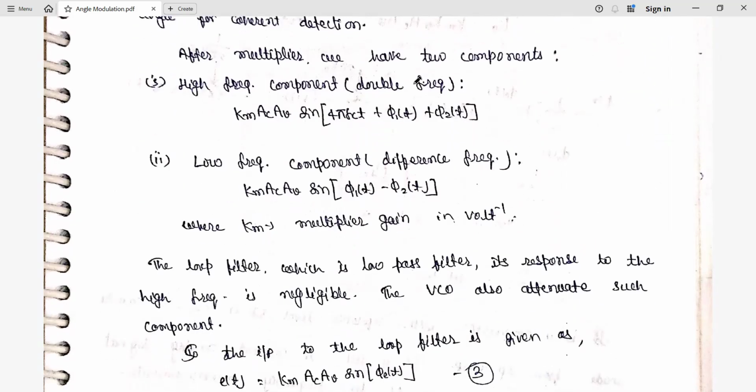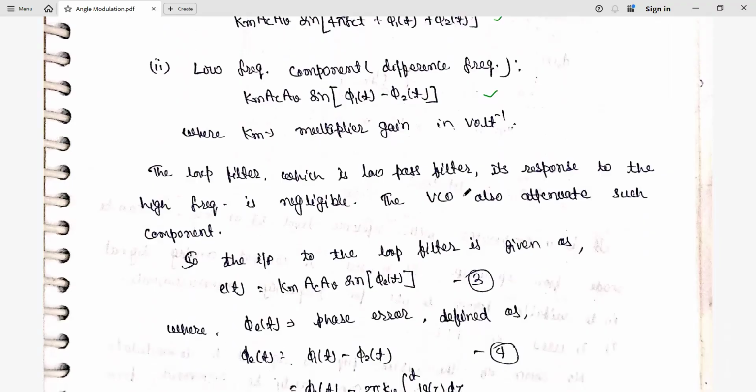Now after multiplying, we have two components: one coming from the modulated wave, and one from the output of the VCO. Both are given to the multiplier, and the output is km Ac Av sin(4π fc t + φ1(t) + φ2(t)) plus a second term. Here we use the formula for sin A into cos B, and on that basis we get this expression. The first is the high frequency component and the second one is the low frequency component, where km is the multiplier gain. After this, the output is given to the low pass filter. So which frequency is the low pass filter going to allow?